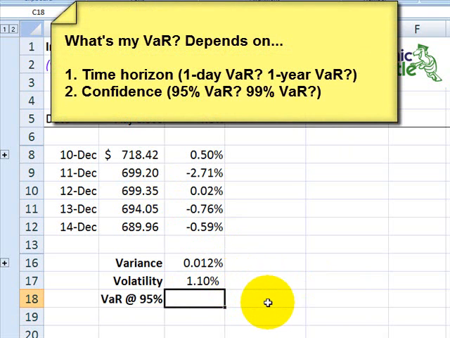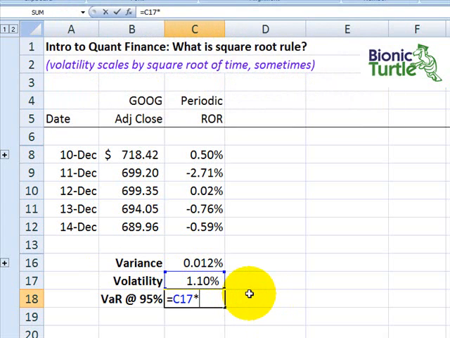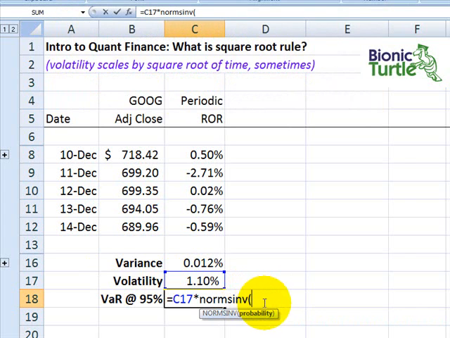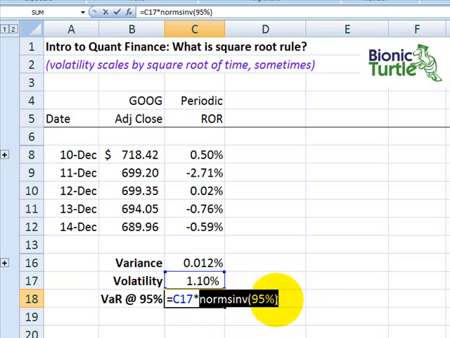And to do that, the value at risk is very simple. It's the scaled volatility, so I'm just going to take this daily volatility and multiply it by, since I'm using Excel, the NORMSINV function, which just takes as a parameter the confidence that I want. So I multiply volatility by NORMSINV of 95%. And by the way, I could put in 5% there as well. I would get the same value. It would just be a negative sign. This evaluates to, in this case, 1.645.